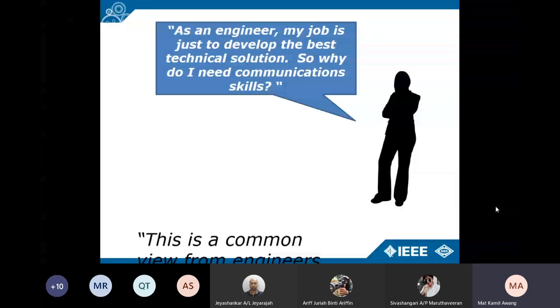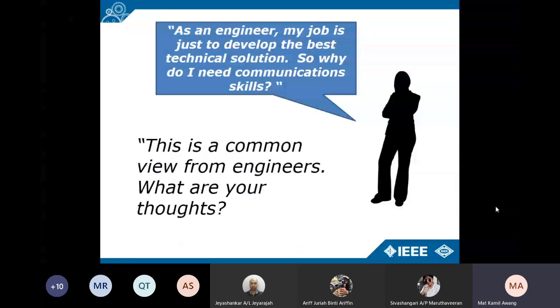So this is actually a common viewpoint from the engineers. So what do you think? Anybody? Why do you need communication skills? To reduce conflict in organizations, sir. To reduce the conflict. That is correct. That is one of them.